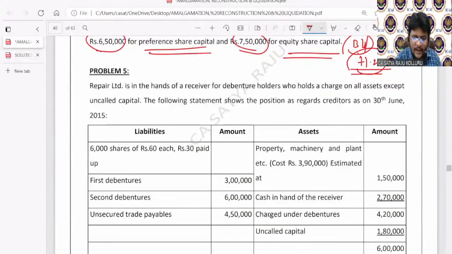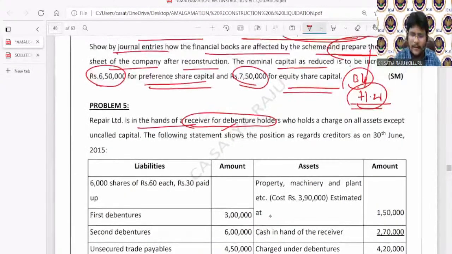Repair Limited is in the hands of a receiver for debenture holders. First of all, you need to know who is the receiver for debenture holders. We are going to see all such issues in the next chapter, actually, liquidation of companies. So in case of liquidation of companies, what will happen, you know?